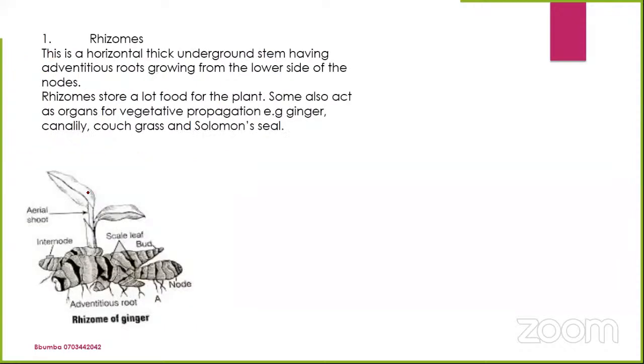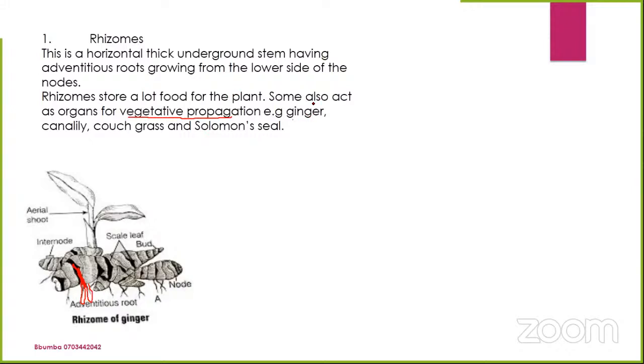A rhizome is a horizontal thick underground stem having adventitious roots. You can see we are having adventitious roots there, growing from the lower side of the nodes. If we have a node here, okay, it's a node there. Rhizomes store a lot of food for the plant. Some also act as organs for vegetative propagation. Vegetative propagation means a plant part used to grow another plant.